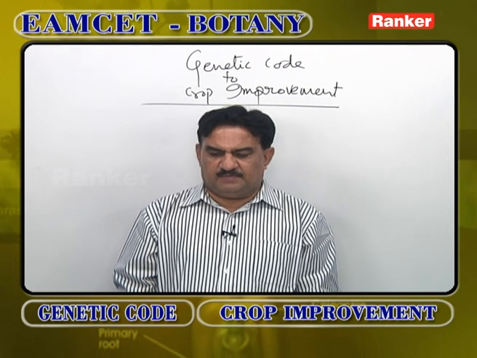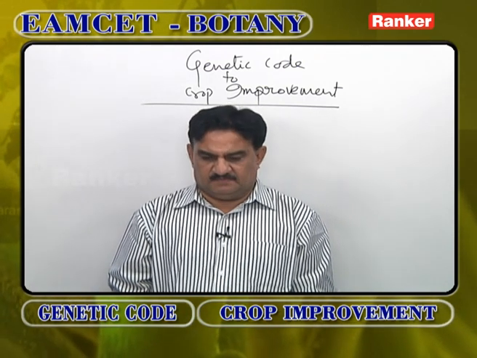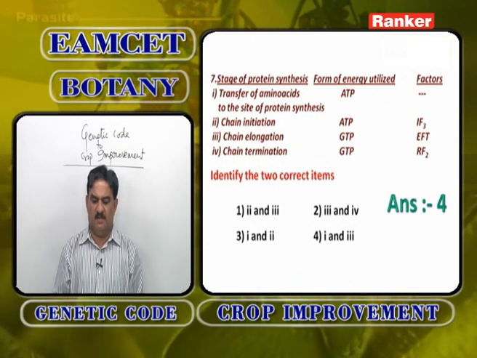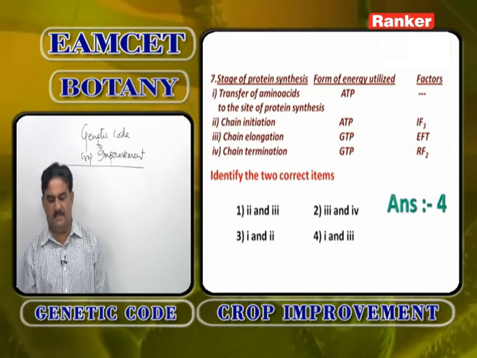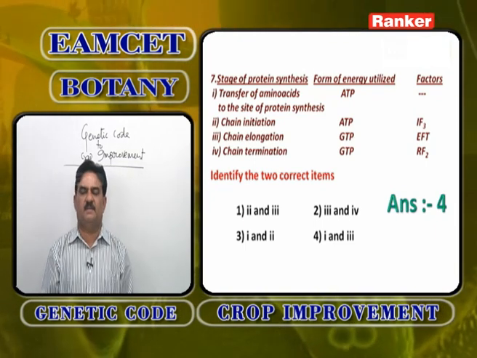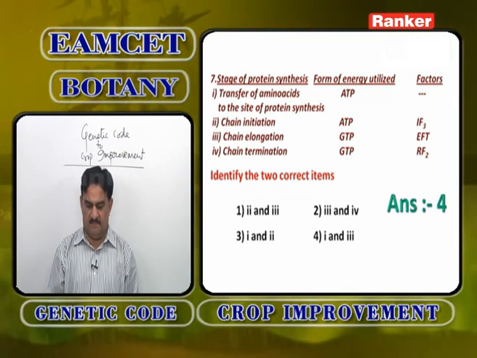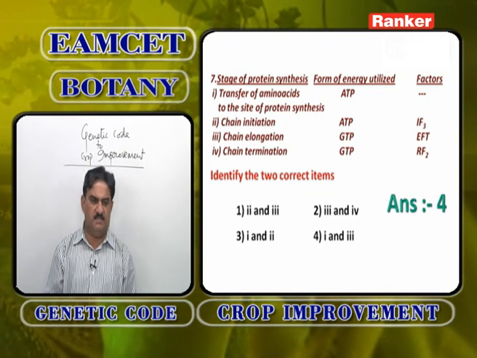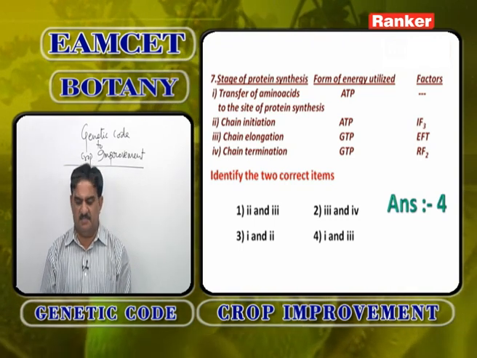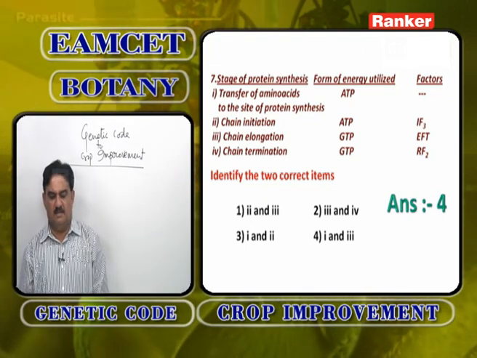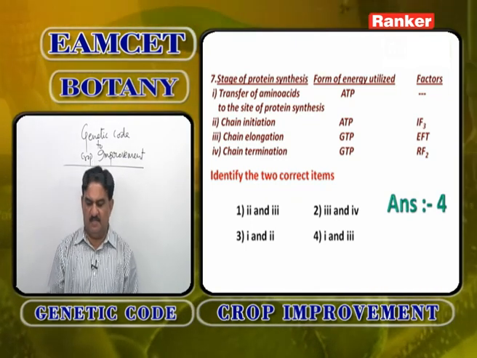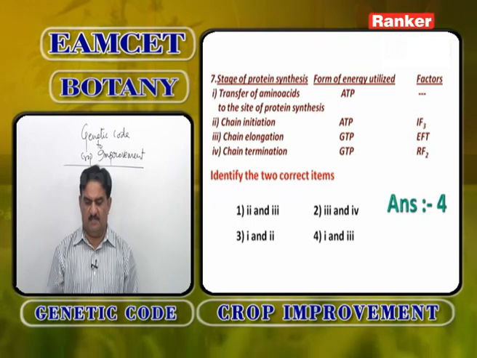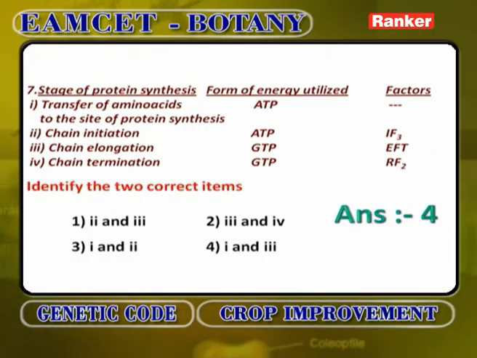Chain initiation, ATP, initiation factor 3: correct. Chain elongation, GTP, elongation factor T: chain elongation with GTP is correct, but elongation factor T is wrong; here it is elongation factor G. Chain termination, GTP, releasing factor 2: releasing factor 2 is correct, but GTP is wrong, because in chain termination GTP is not utilized. So, the correct answers are transfer of amino acid to the site of protein synthesis, ATP, no factors, and chain elongation, GTP, elongation factor. So, 1 and 3 are correct. The fourth option is correct for this.